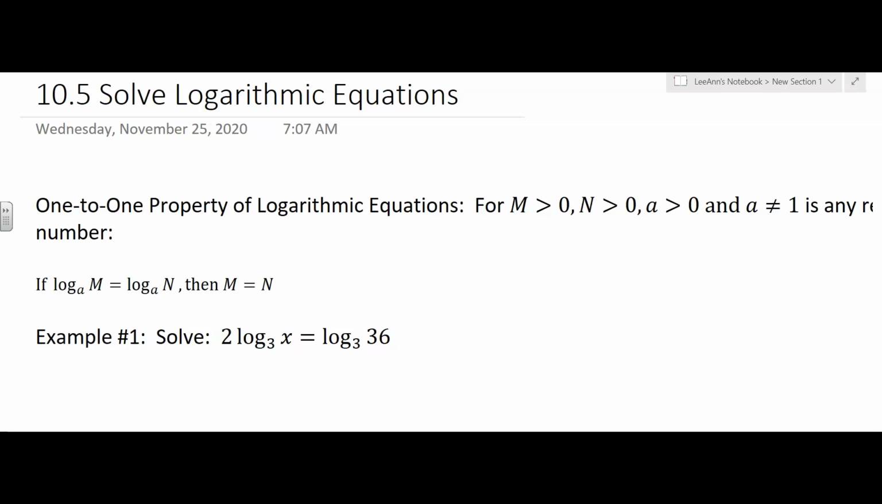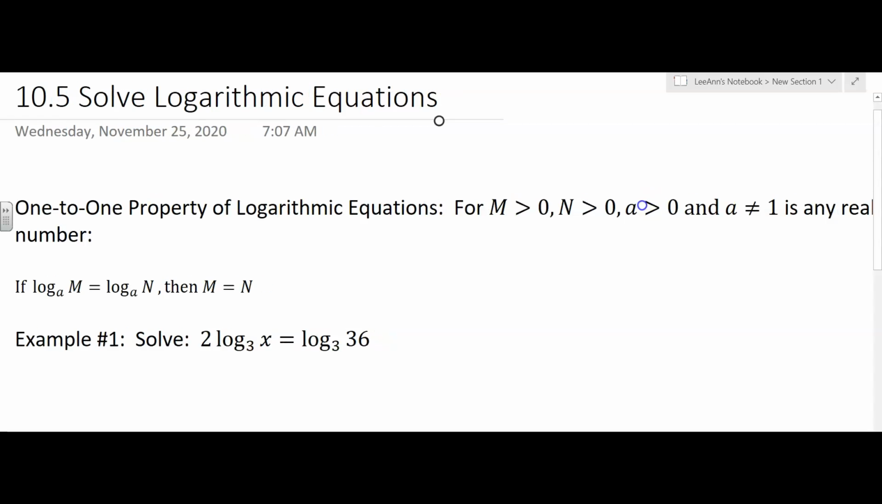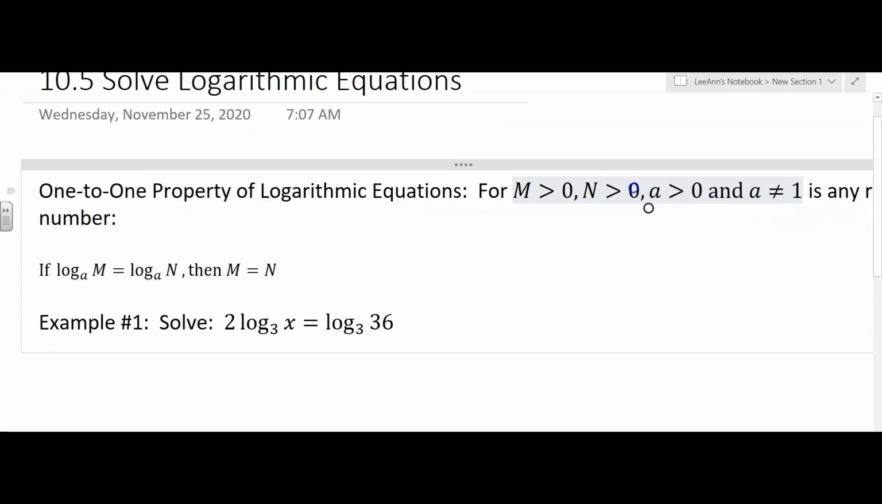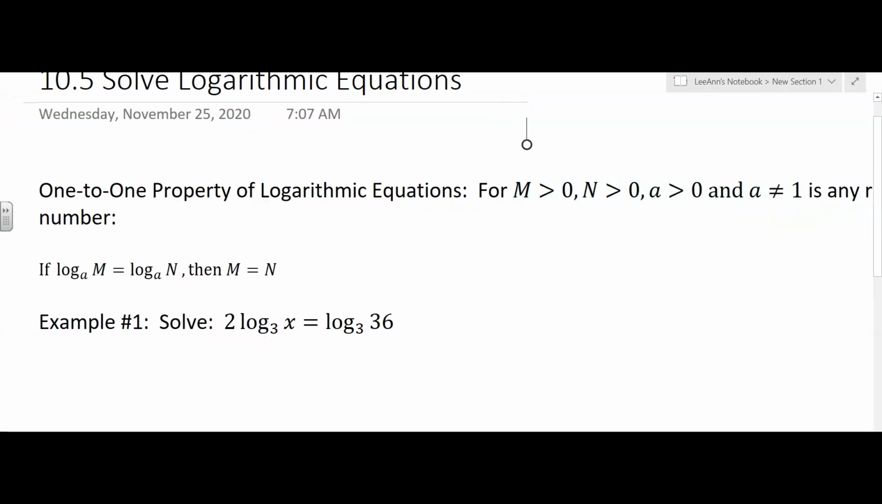In this section, we're going to work with solving logarithmic equations. Okay, so for this first property, the one-to-one property of logarithmic equations. It says if m is greater than 0, n is greater than 0, a is greater than 0, and a doesn't equal 1, and a is any real number, then this statement right here.